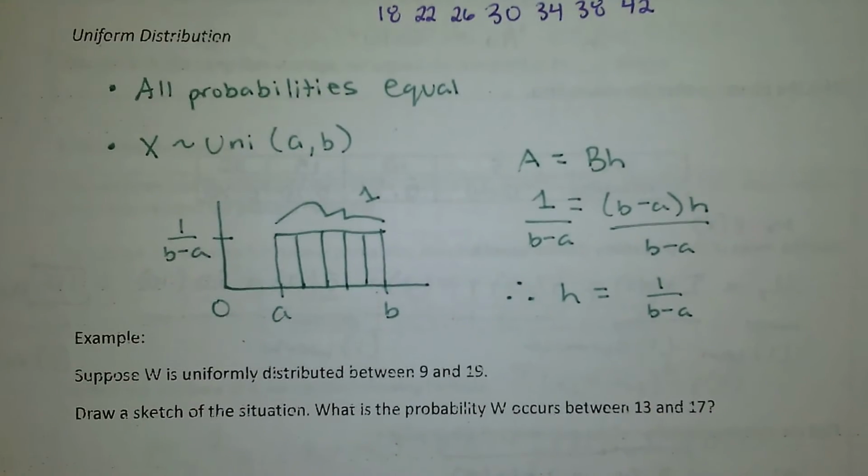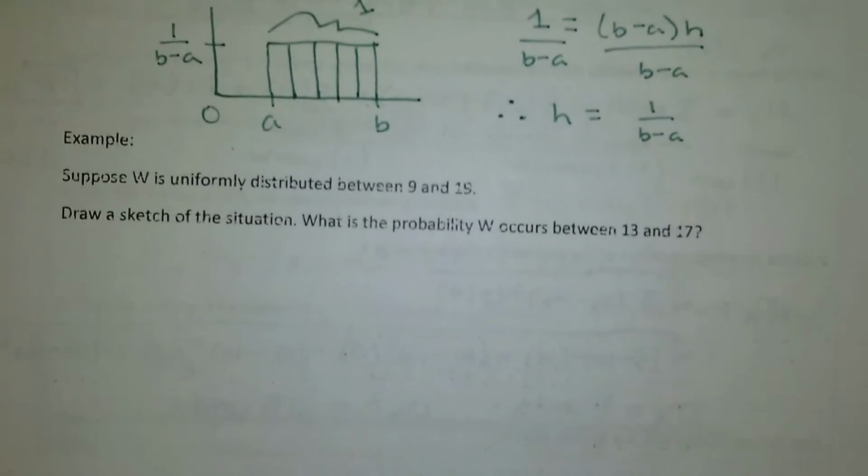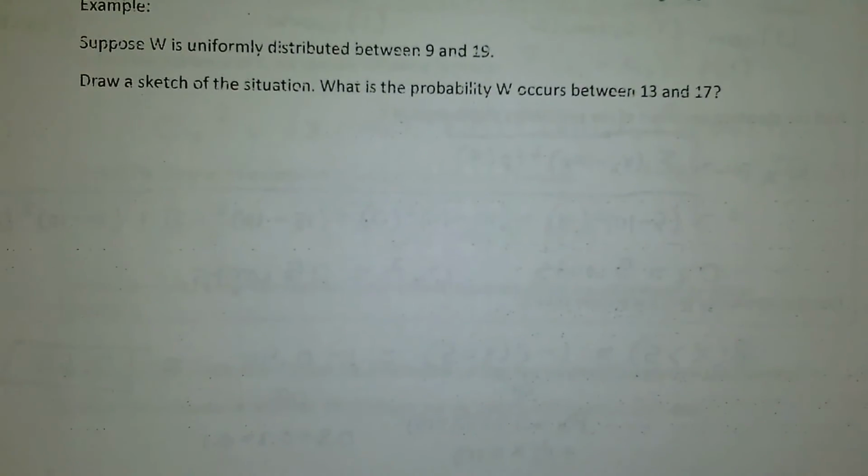So let's take a look at this example. And if you're not clear on where this derivation is coming from, it is totally fine. This is not explicitly assessed on the AP exam, but sometimes it does show up in the multiple choice questions, and it is helpful to know when speaking about continuous random variables. So suppose W is uniformly distributed between 9 and 19.